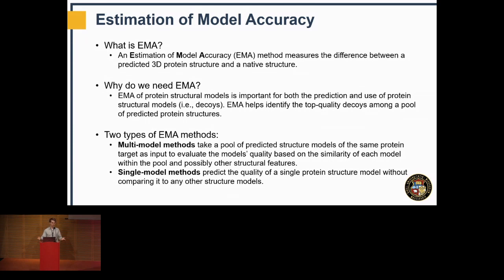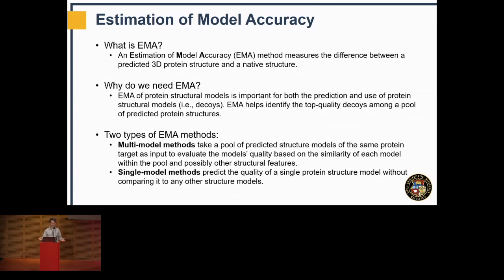It's useful if you have a protein structure prediction model because you might predict many different variations of a protein structure for a target, but you don't know which one is the most accurate. In that case, you can use an EMA method trained separately or with the model itself to tell you which one is the most accurate model you predicted. We often call this a protein structure decoy compared to the native.